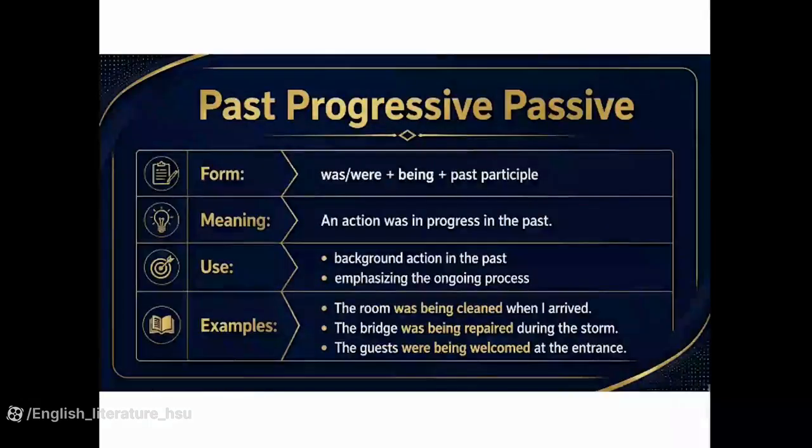Okay, now past progressive passive. The structure is was or were plus being plus past participle. It means that an action was in progress in the past. We use this passive for background action in the past or emphasizing the ongoing process. For example, the room was being cleaned when I arrived, or the bridge was being repaired during the storm. Was being cleaned, was being repaired. These are past progressive.